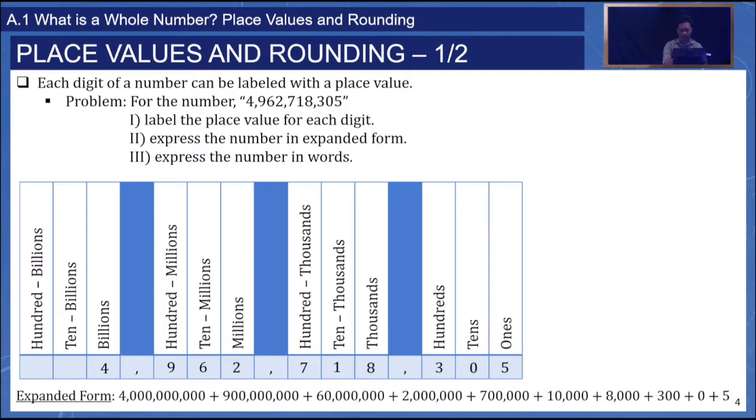So in expanded form, you have 4 with the 9 zeros that I just said, plus 900 million, plus 60 million, plus 2 million, all the way plus 300, plus 0, plus 5. So this is how you would write something in expanded form. You just need to write the first digit of each place value followed by its place value expressed with the number of zeros, and then separate each with the addition symbol.